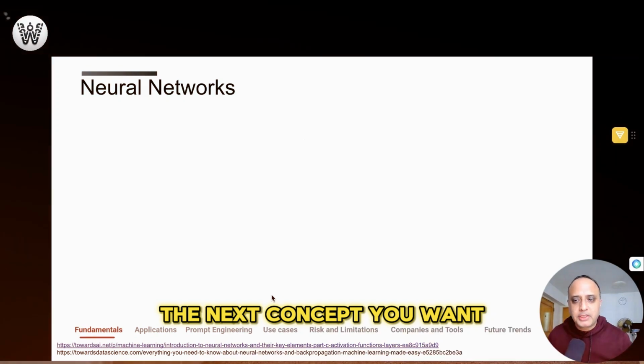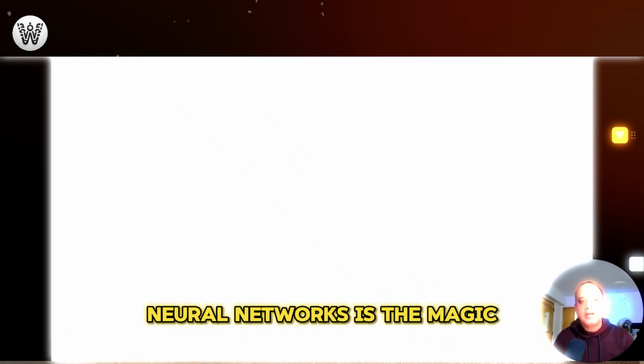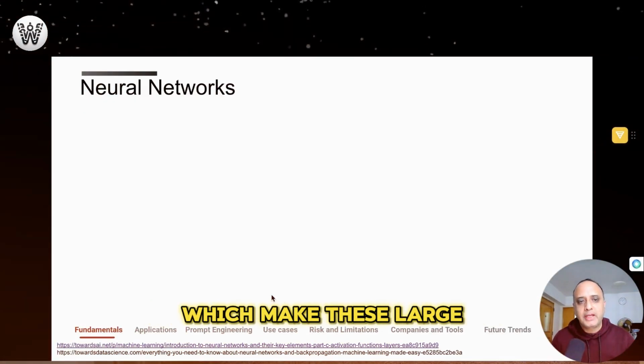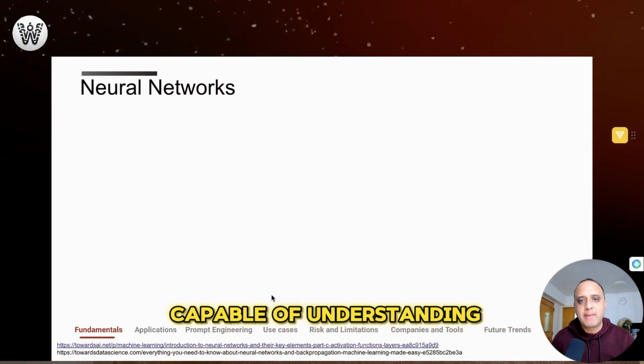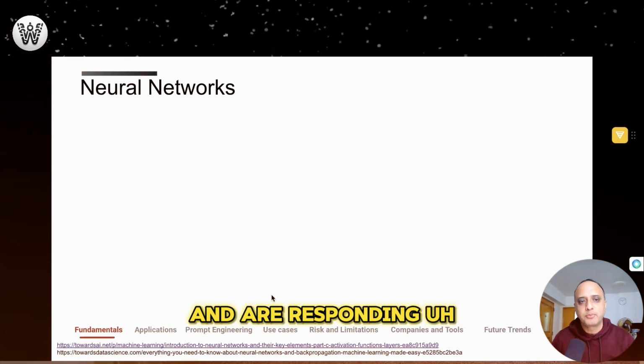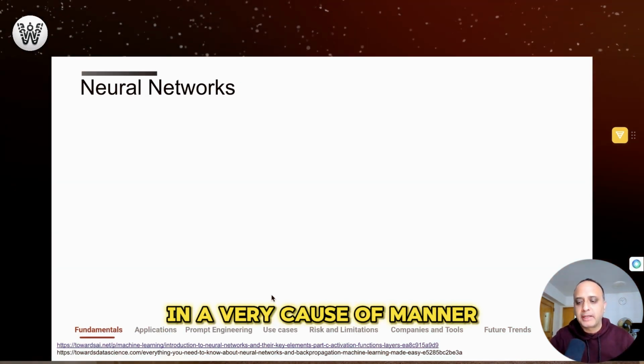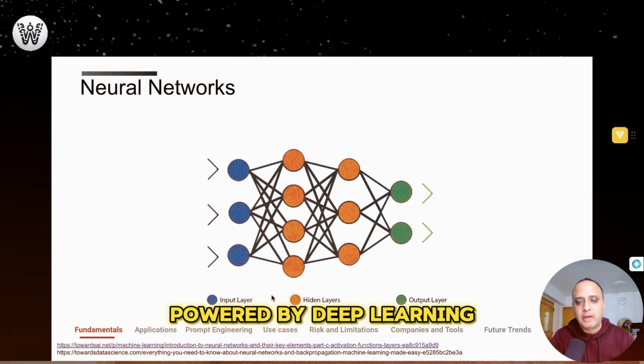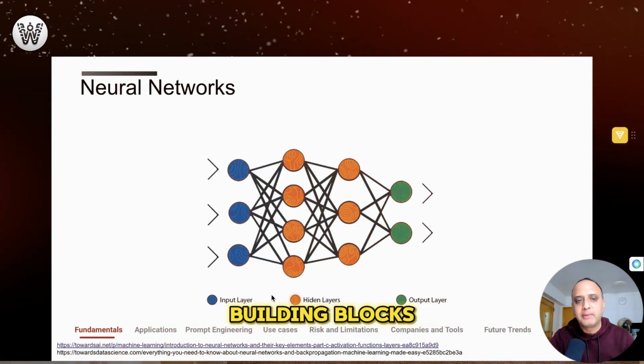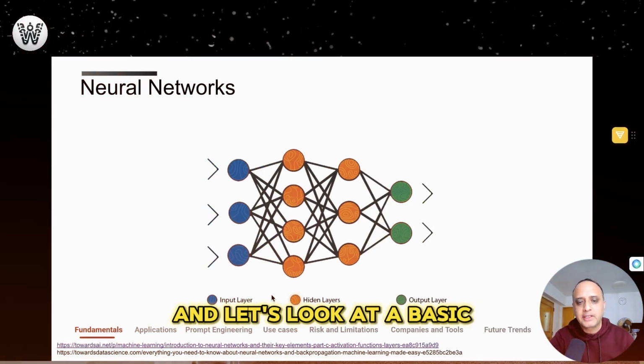The next concept we want to see is of neural networks. Neural networks is the magic which makes these large language models really capable of understanding and responding in a very cohesive manner. So neural networks, especially powered by deep learning, are one of the fundamental building blocks. And let's look at a basic neural network.